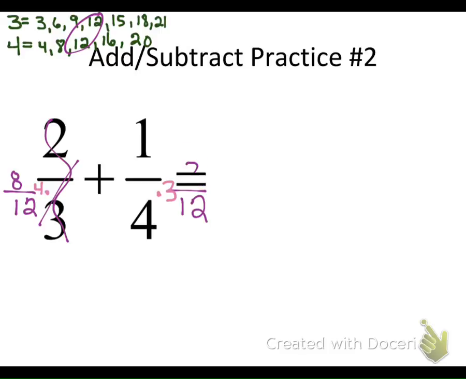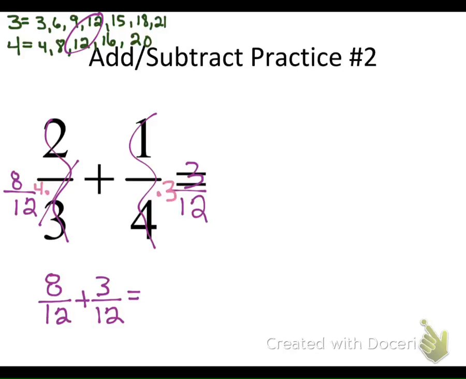That is ugly. Can you see that over there? So there's my new fractions. Let me write it out so it's a little nicer. So I have 8/12 plus 3/12. Now do I have a common denominator?